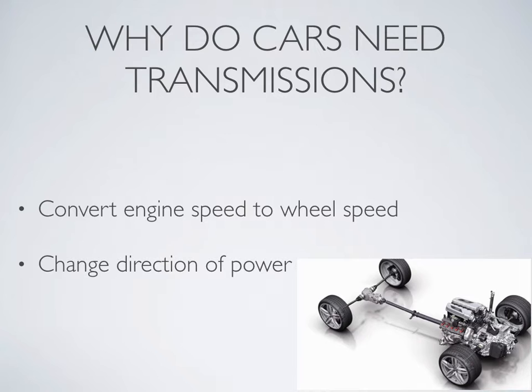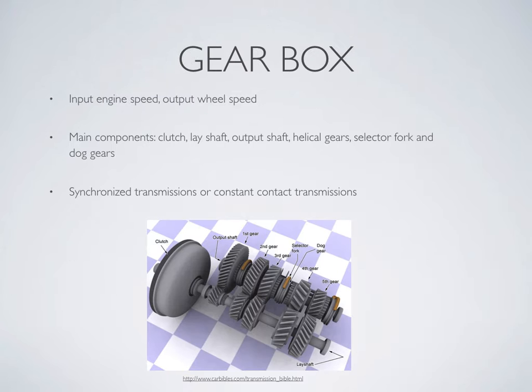The three main components of the transmission that I'm going to be talking about today are the gearbox, the clutch, and the differential. So the gearbox. The gearbox is the part that converts engine speed to wheel speed, and the main components of the gearbox are the clutch, which you see on the very left in that picture, the gears, which are the first gear, second gear. Those are the helical gears. The output shaft and the lay shaft.